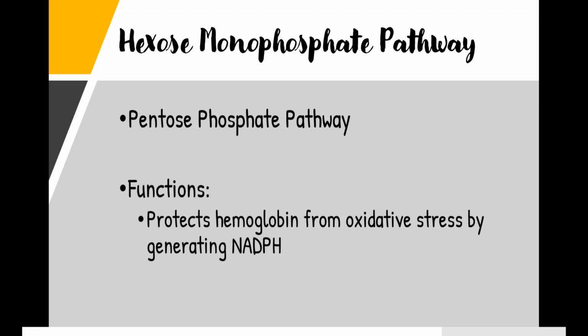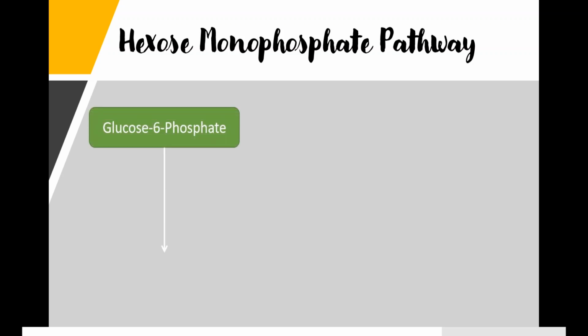Your hexose monophosphate pathway protects hemoglobin from oxidative stress by generating NADPH. Okay, so now what happens in the process? Your glucose 6 phosphate, remember class, this is a diversion pathway from glycolysis. In the earlier part of the Embden-Meyerhof, glucose is converted into glucose 6 phosphate by the enzyme hexokinase. Some of that glucose 6 phosphate will proceed to the hexose monophosphate pathway. So what happens in the hexose monophosphate pathway?